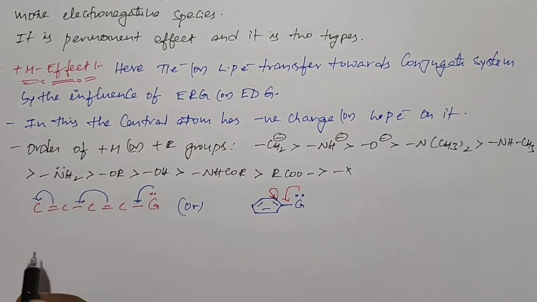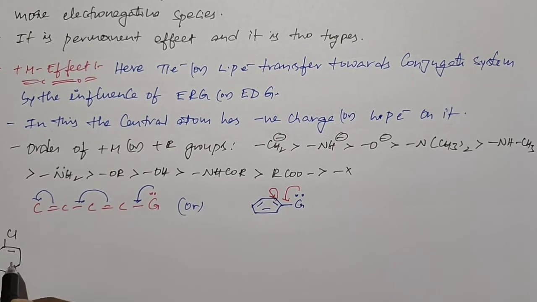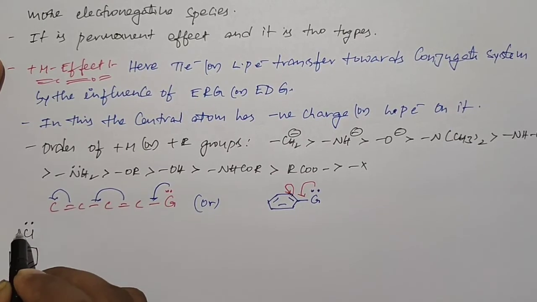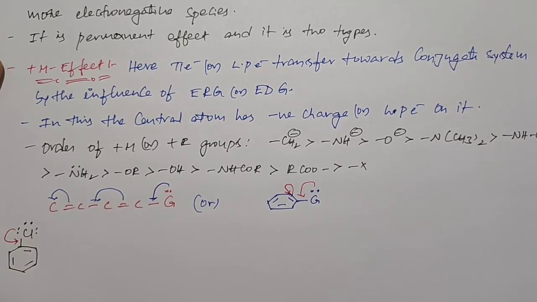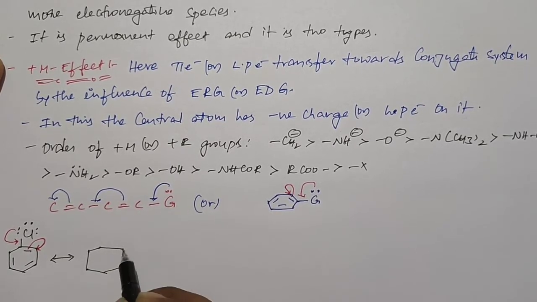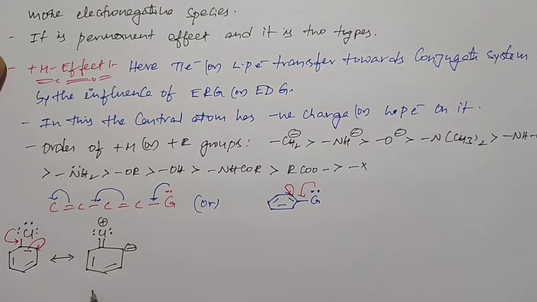Here I take chlorobenzene. In chlorobenzene, chlorine has three lone pairs. One lone pair can shift towards the ring as pi electrons, and these pi electrons shift towards this carbon as a lone pair. The resulting structure has a double bonded chlorine. Here chlorine lost one lone pair, so we get the positive charge.